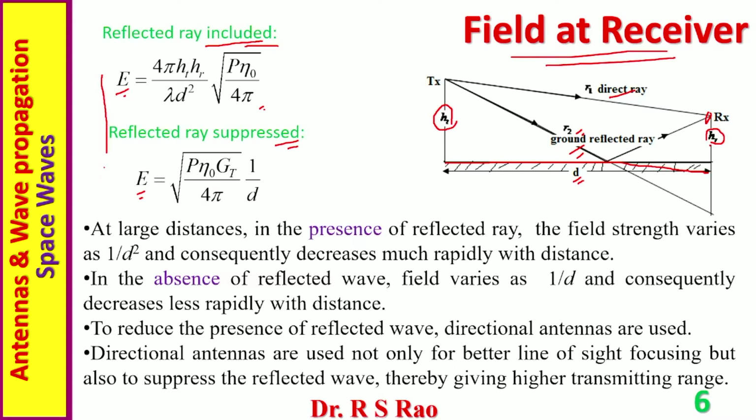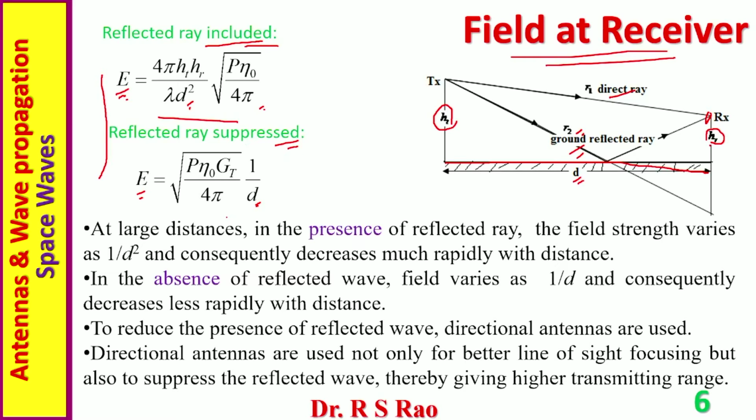Compare these two relations. When reflected ray is there, E is inversely proportional to distance square. In the absence of reflected ray, E is inversely proportional to distance. So field intensity falls very fast when reflected ray is there in the functioning of the link. In the absence of the reflected ray, the fall in field intensity with the distance is not that much. Therefore, reflected ray is unwanted. Its presence is unwanted. It requires to be suppressed.